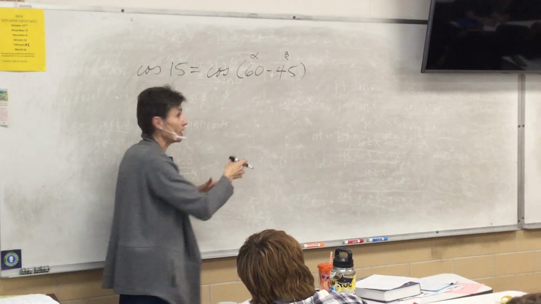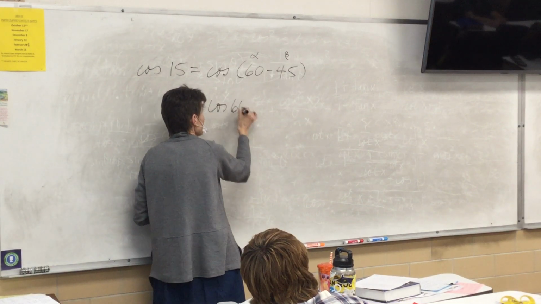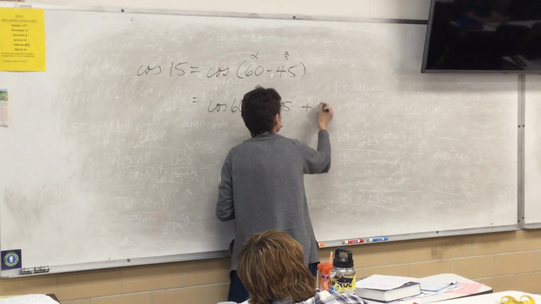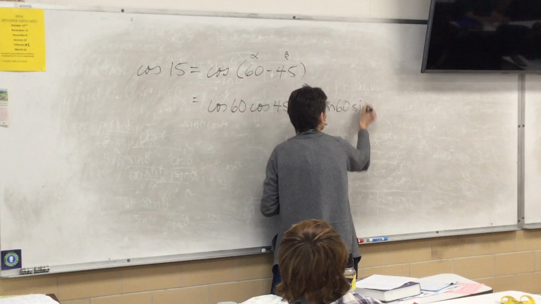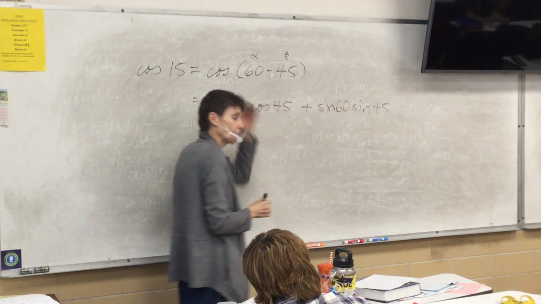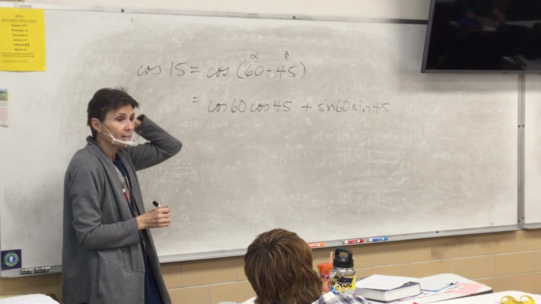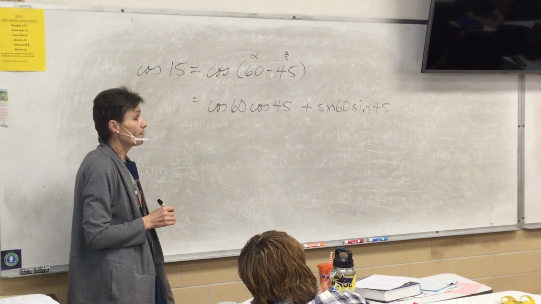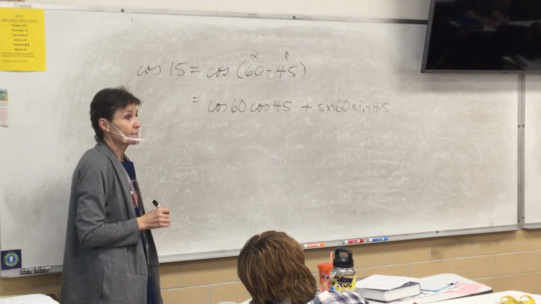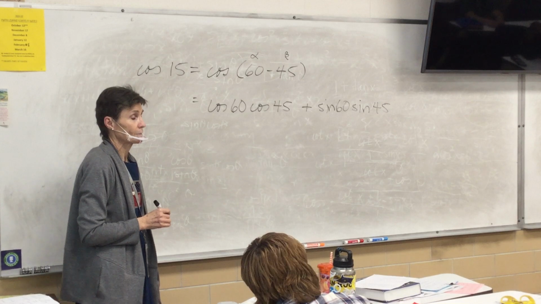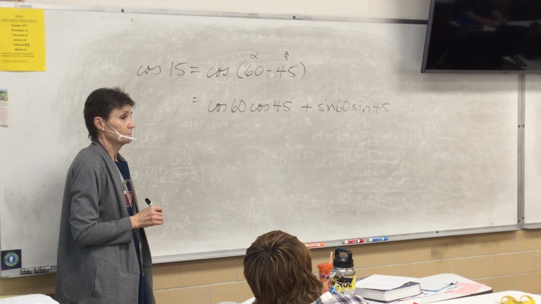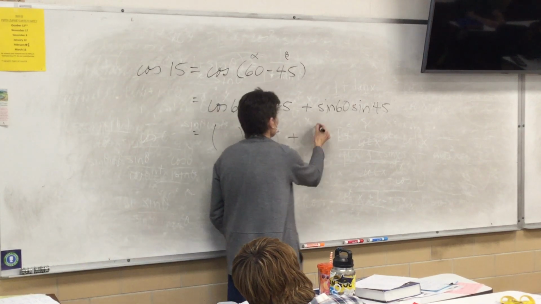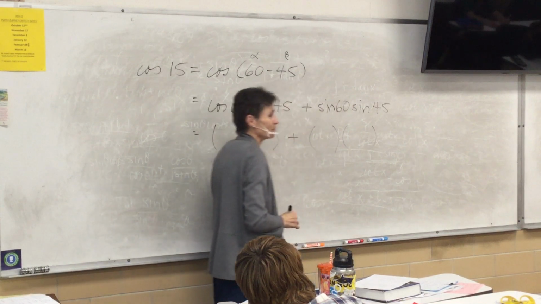So I'm going to plug and shove. Cosine 60, cosine 45, plus sine 60, sine 45. Now, were you able to follow that from the formulas? Cosine alpha minus beta is cosine cosine plus sine sine. Now guess what you get to do. 1, 2, 3, 4 numbers need to be plugged in.